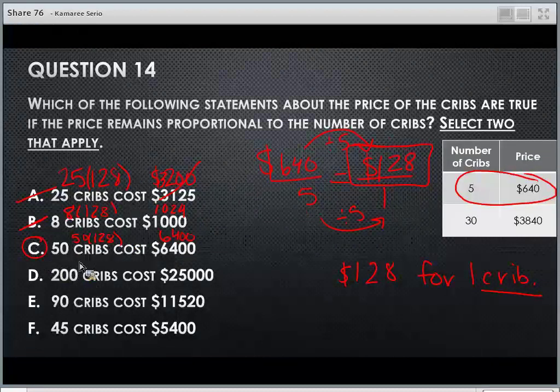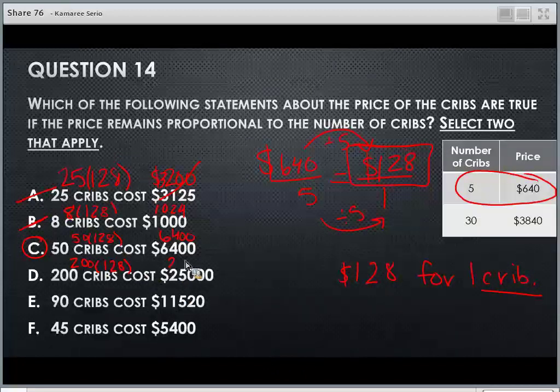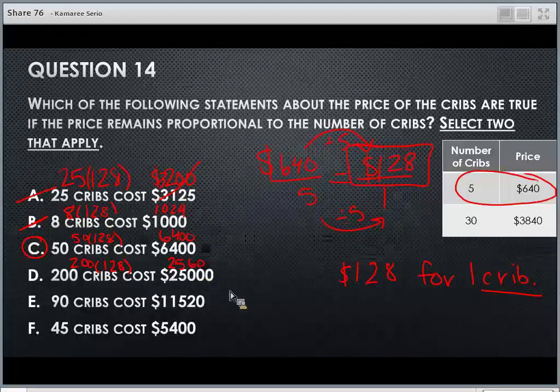All right, I have 200 times 128. 200 times 128, I get 25,600. That is not one of them. Let's try this. 90 times 128.